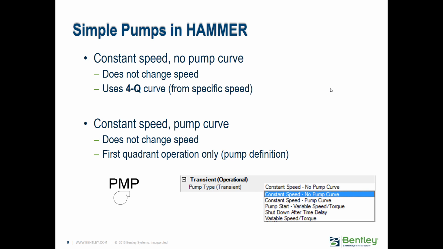Whereas the constant speed pump curve designation means that it doesn't change speed, but it's limited to that first quadrant operation. So the reason why we have this is so that you have an ability to force that pump to use the exact pump definition, the head versus flow curve, that you entered in the pump definition, rather than using a four-quadrant curve where, because of that shape that you're applying it to, it may not necessarily follow exactly on that curve that you entered in the pump definition.